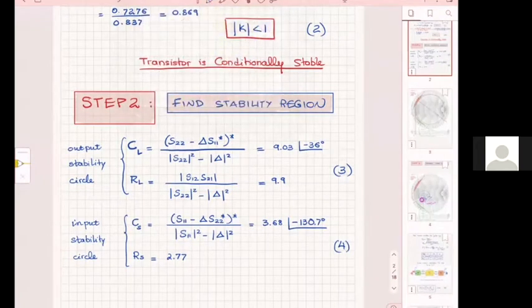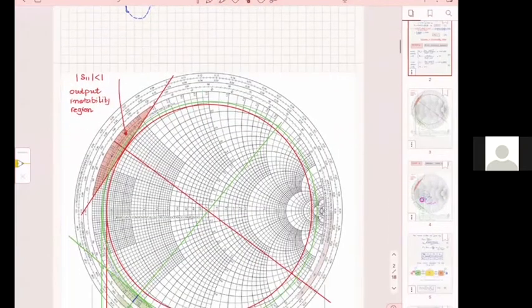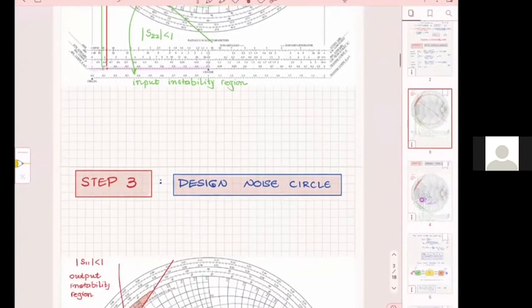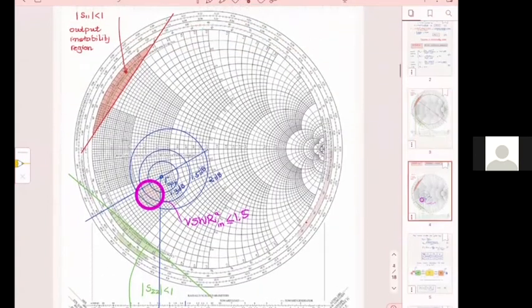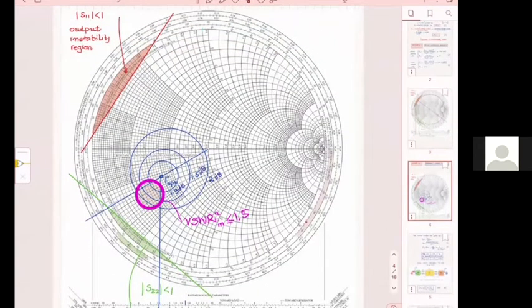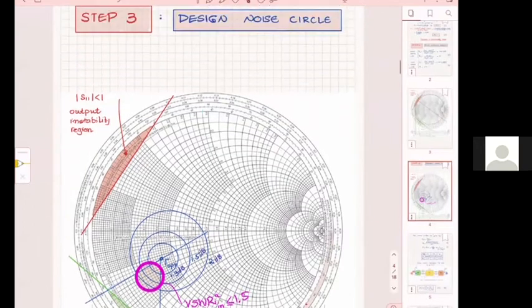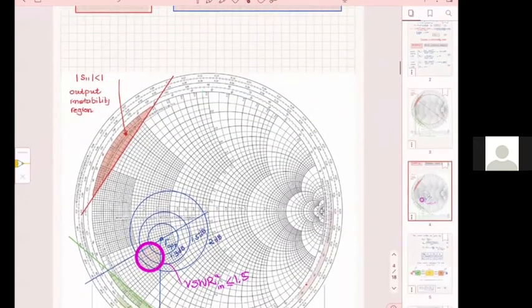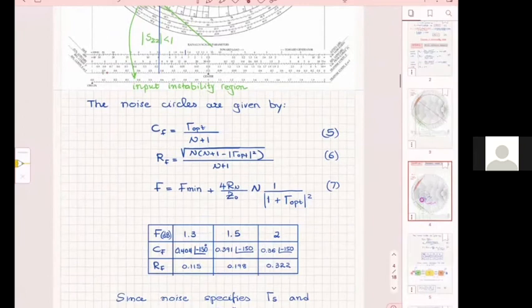We go down here and now develop the circles for the noise. Where are the circles for the noise? They are here. And it is this set that gives us those circles.